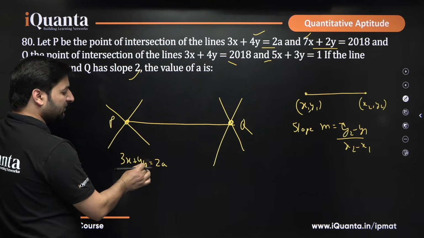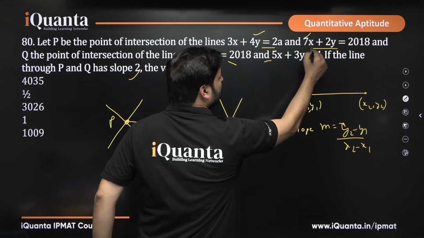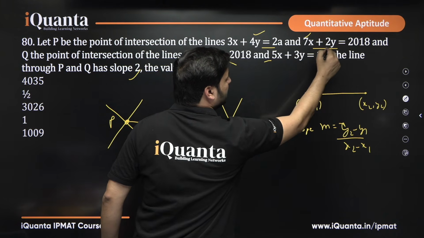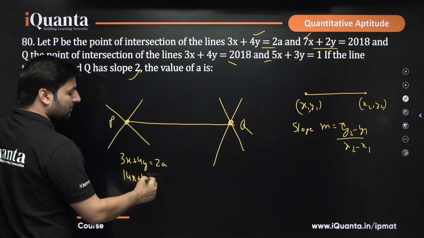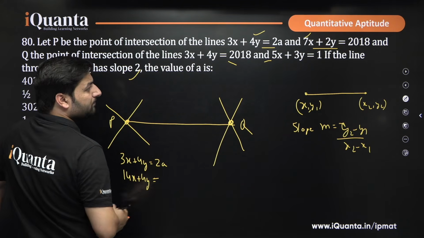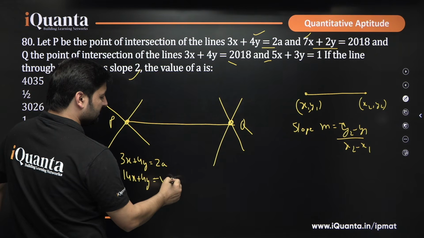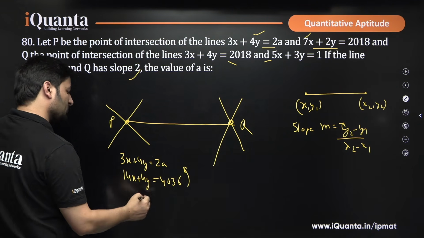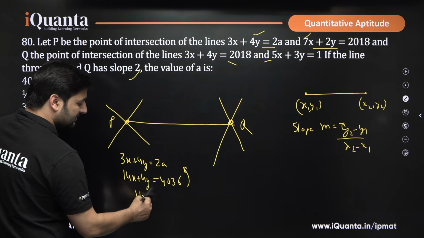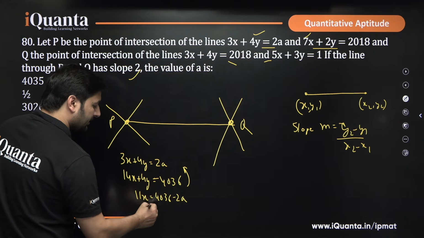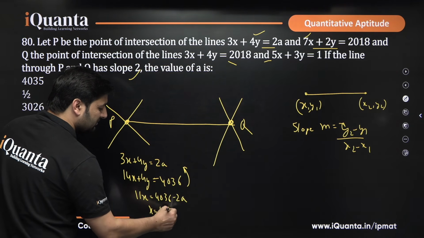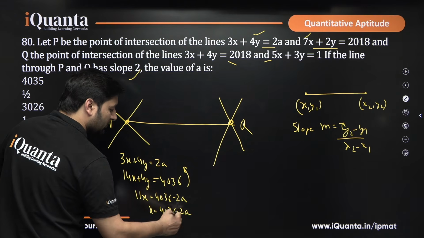You have to cancel either x or y to find out the value of x and y. So, if this is 4y here and I want to make this 4y here, I will multiply this entire equation by 2, it becomes 14x plus 4y, and 2018 into 2 becomes 4036. You subtract this from this, what do you get? You will get 11x equal to 4036 minus 2a, so x will be (4036 minus 2a) upon 11, right.